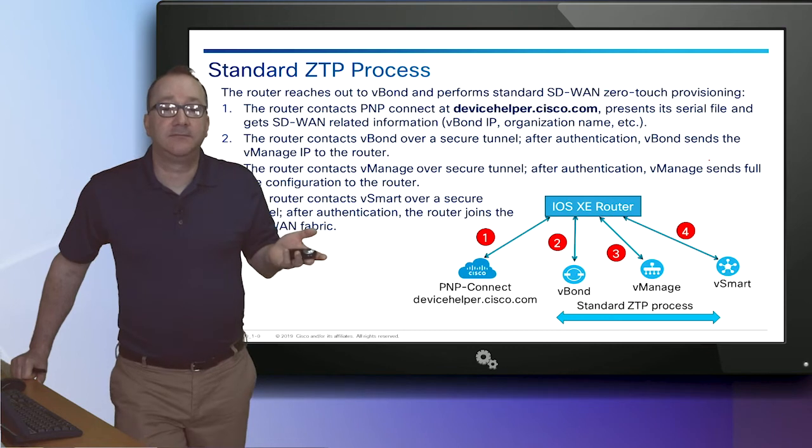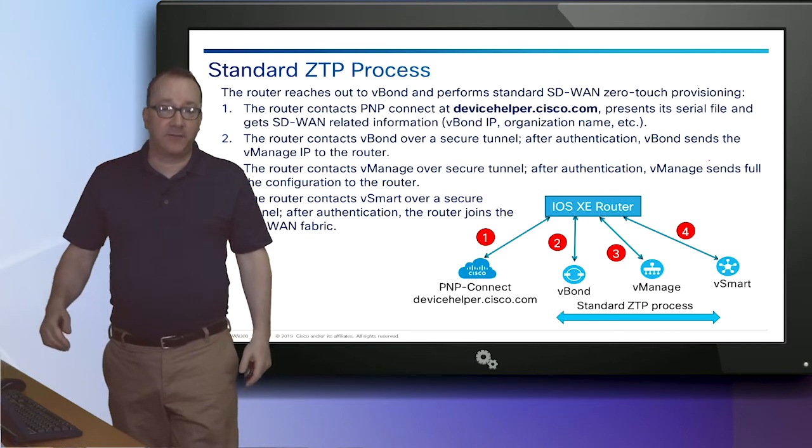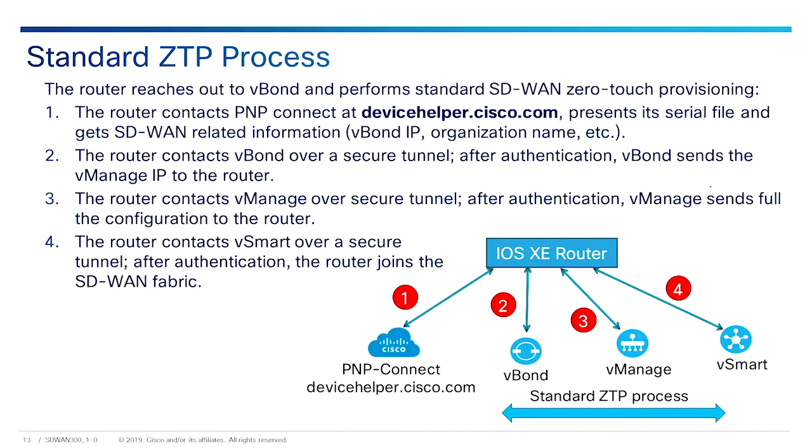The router is going to connect to devicehelper.cisco.com, present its serial file, and it's going to get all that SD-WAN information, the vBond information, organization name, etc., just like any other device. Okay? It's then going to reach out and connect to vBond just the way it would on any other system. And vBond will send that vManage IP to the router. All right? And these are each of those steps there. The router then is going to connect to vManage over a secure tunnel. And vManage is going to send the full configuration to the router. And then the router connects to vSmart over a secure tunnel. After authentication, we're in the SD-WAN fabric.